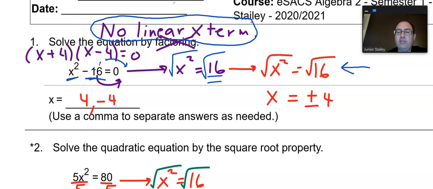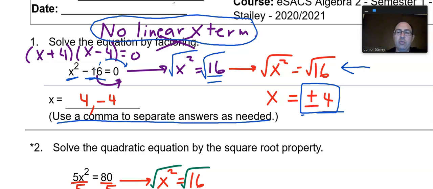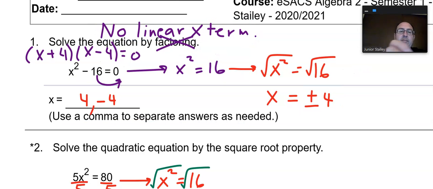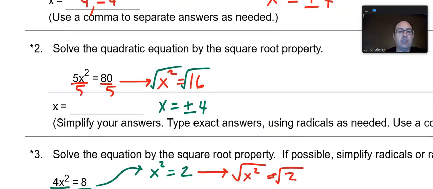And you do have to remember something: when you are dealing with a solving situation and you take a square root, there are two possible answers, plus and minus 4. It does say use a comma to separate answers, so you would need to do that kind of thing. Let's move on to question 2.